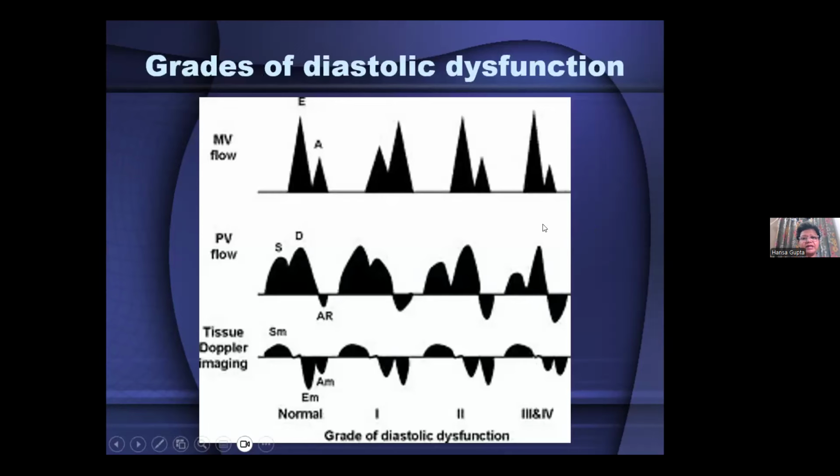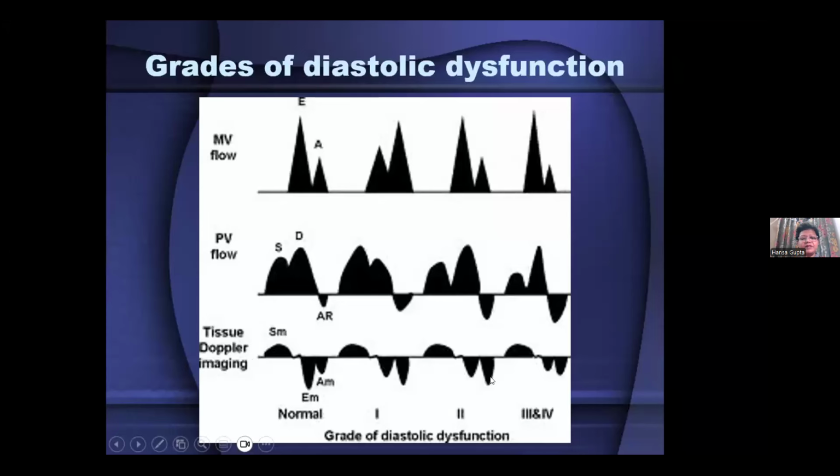Again, these are grades you must be taught in a different class related to diastolic dysfunction. E more than A is a pulmonary vein flow. In the severe grades, you will find that the diastolic flows are much more than systolic. In normal systolic function, this is how the waveforms are. The atrial reversal is increased, around 35 in a severe grade.